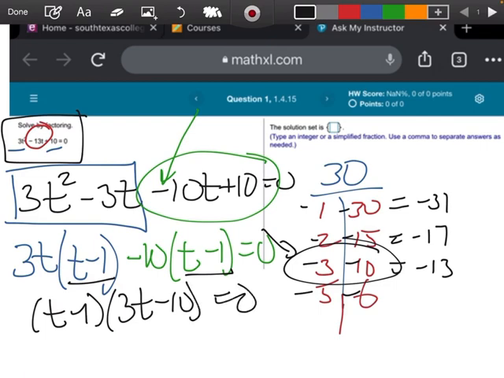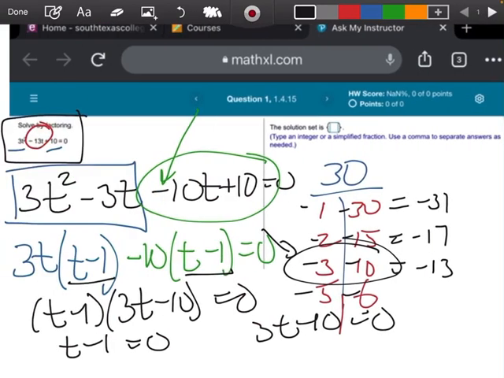And then we're going to set each part equal to 0. So t minus 1 equals 0, and 3t minus 10 equals 0. I'm going to write that on the next slide so I don't run out of room. t minus 1 equals 0. 3t minus 10 equals 0, right? That's what it was? Yes.